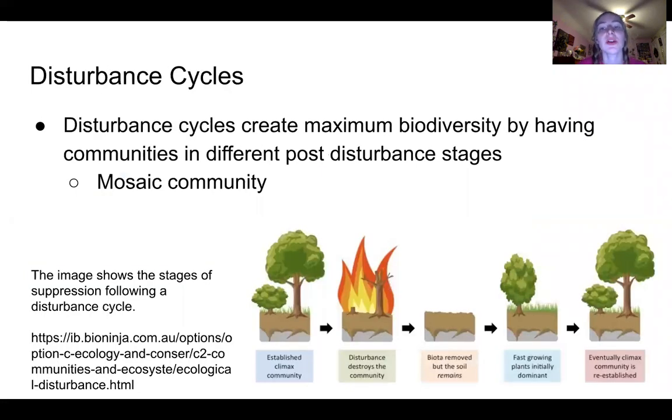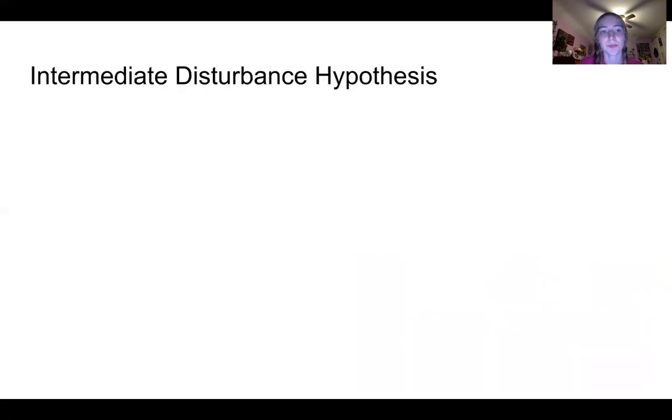Disturbance cycles help create the maximum biodiversity because they allow for several communities to be living together but in different post-disturbance stages, which just allows for a variety of ecosystems and communities interacting with each other. And it really is a mosaic community that they produce. And so here is an image showing the stages of succession following a natural disturbance. The example here is fire.